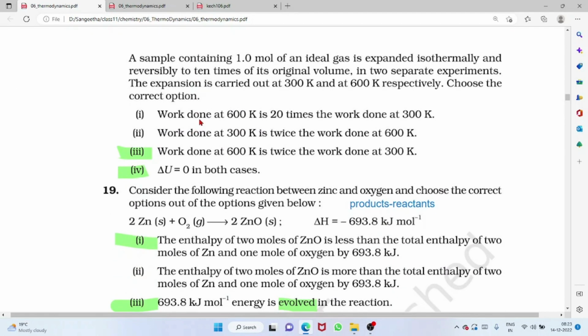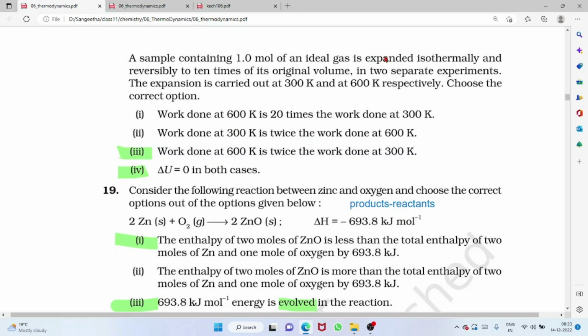A sample containing 1 mole of ideal gas is expanded isothermally and reversibly to 10 times of the original volume in two separate experiments. The expansion is carried out at 300 Kelvin and 600 Kelvin. Choose the correct option. Work done at 600 Kelvin is 20 times the work done at 300? No.